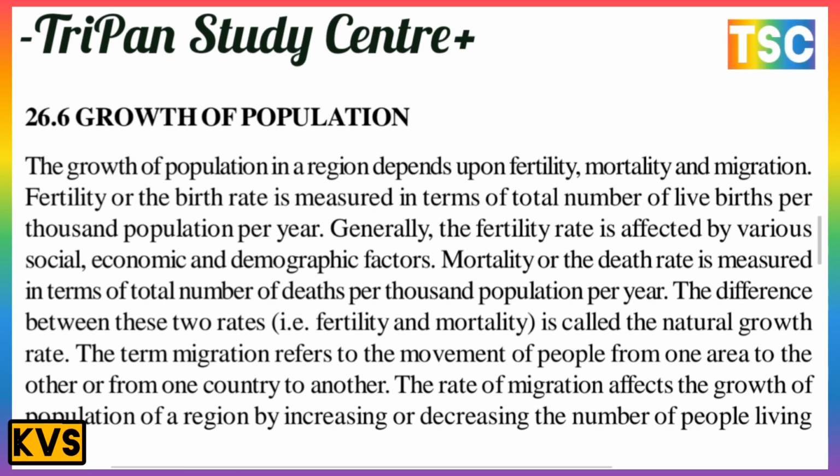And mortality, or death rate, is measured in terms of the total number of deaths per thousand population per year. The difference between the two rates, fertility and mortality, is called the natural growth rate. You know that this is a most important point.